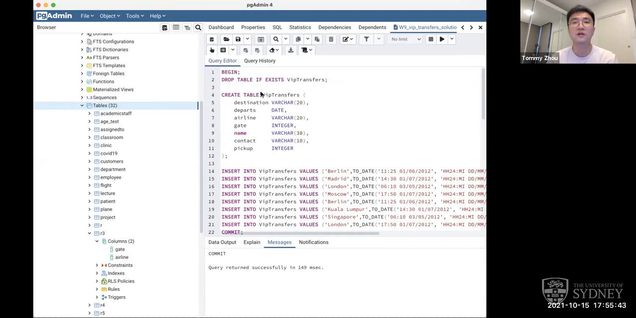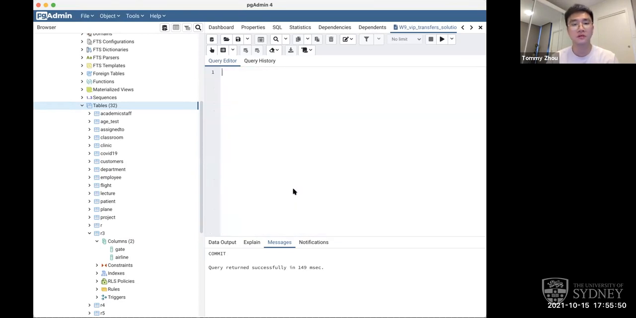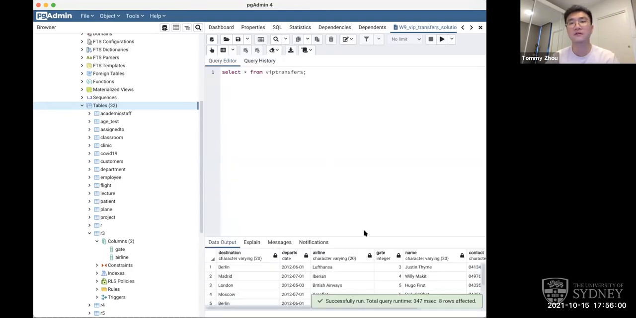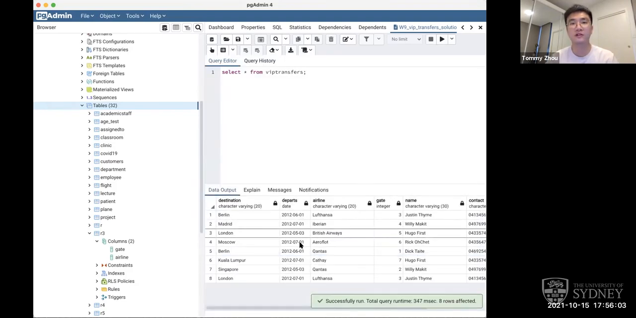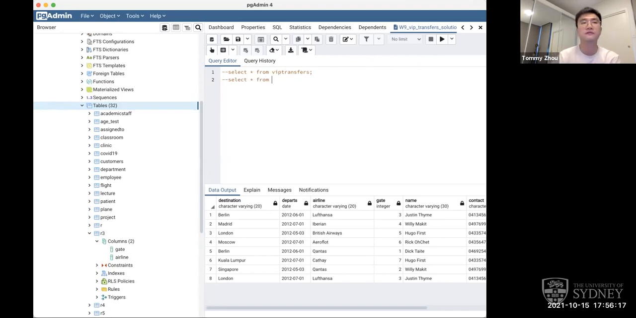So next I'm gonna, what if you select from VIP transfers? You will obviously see the 8 tuples we've already inserted. So we have 8 here. All right. What if we are going to select everything from R3 and R4 and R5 and R6?